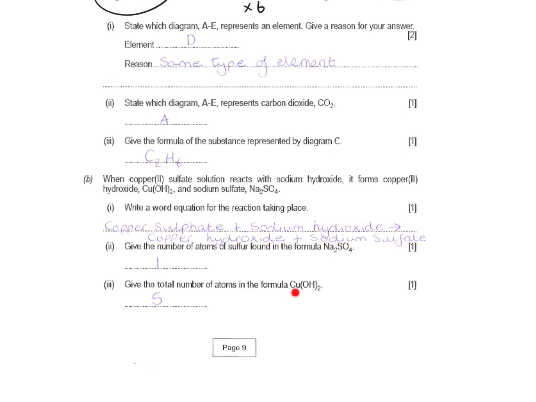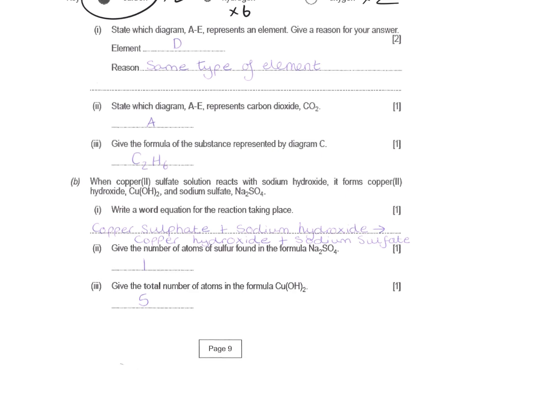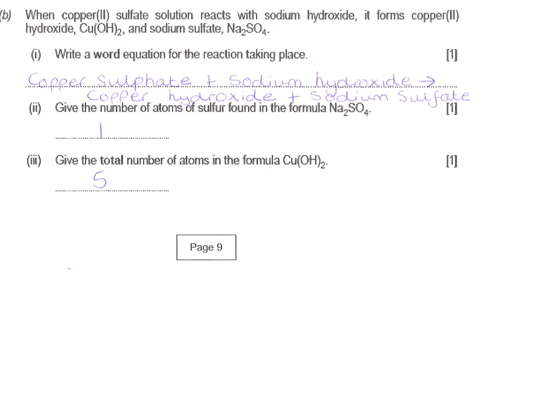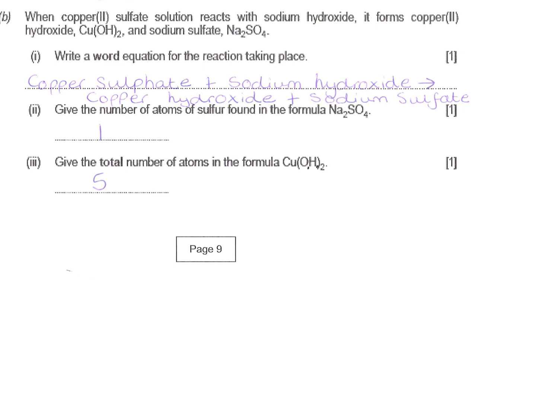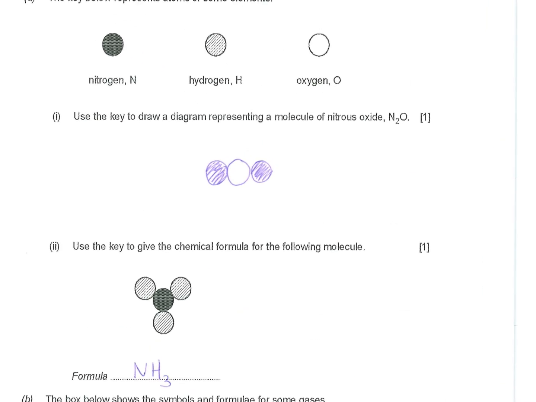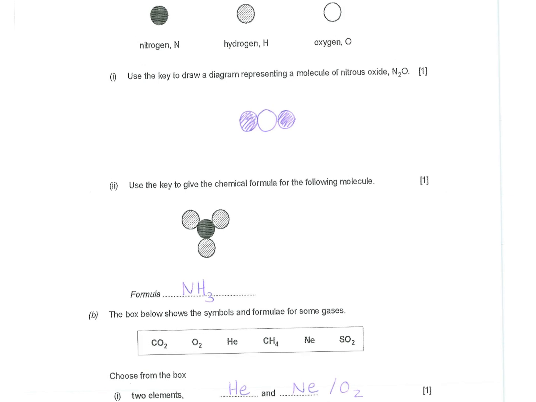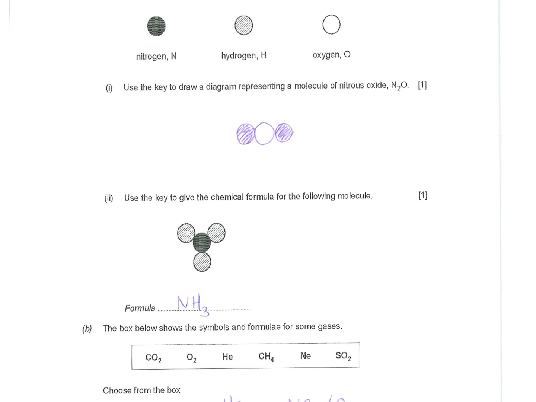Total number of atoms in here. Remember with this, imagine, I'll zoom in a little bit. Imagine there's little ones by there. So you've got two of them because you times by 2 and one of that. They've given you a key and then they've asked you to draw it. So again, a nice easy question. Oxygen in the middle and then nitrogens on either side. Give the chemical formula. So you've got 1 nitrogen in the middle there and then 3 hydrogens.